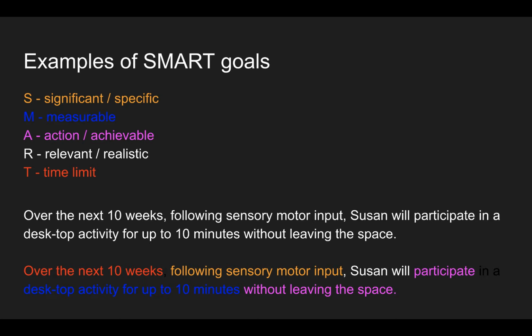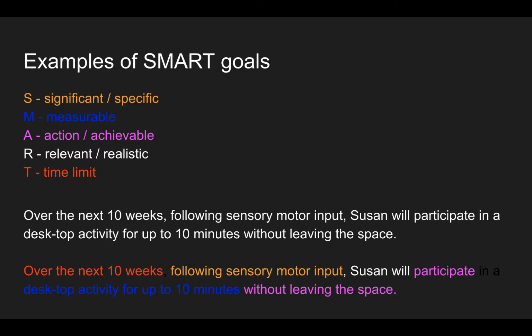Okay, so over the next 10 weeks is actually the time limit, when we talk about time. Following sensory motor input is the specific or significance that is required for this goal to take place. Participate and without leaving the space is the desirable action that we are hoping to achieve. And the desktop activity for 10 minutes is the measurement in which we want Susan to be able to complete the tasks. So I'm going to back this up again.